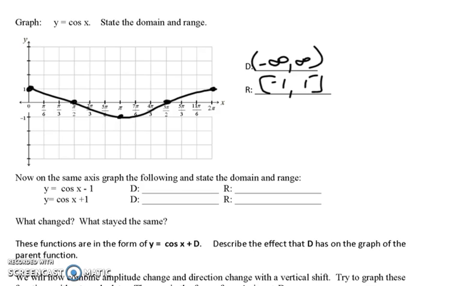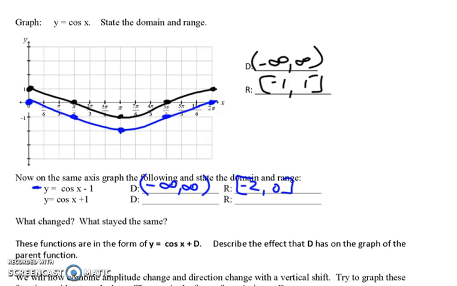Now let's take a look at our vertical shift. We have the cosine of x minus 1. We've already graphed the parent graph here in black, so we're going to move all the points down 1 because of the minus 1. The domain remains the same. Now, the range, instead of being negative 1 to 1, is negative 2 to 0, because here's the top.